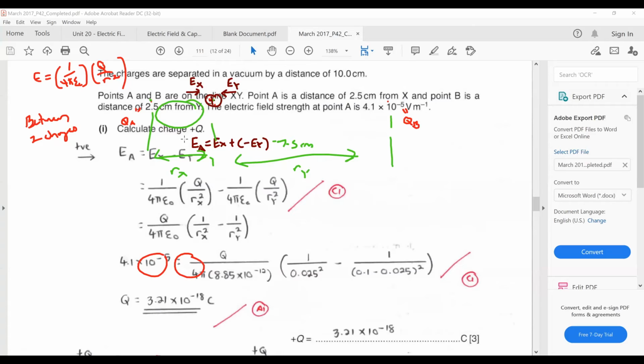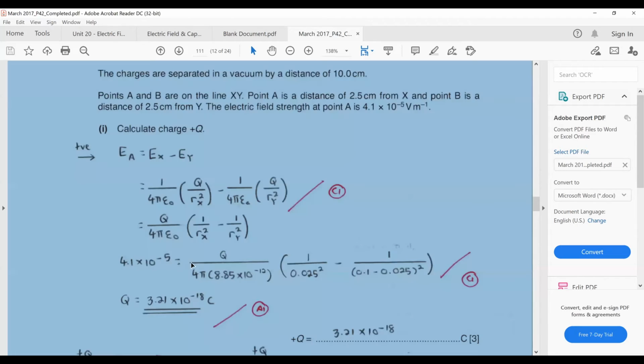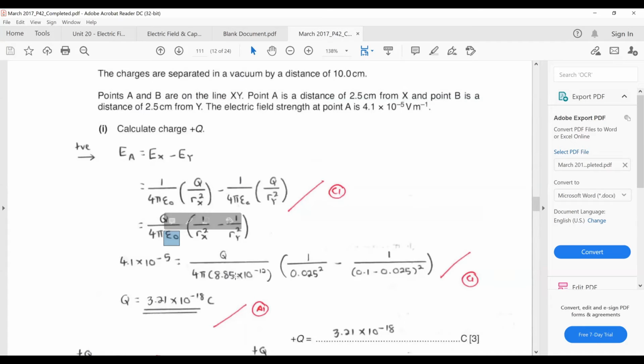Alright, so maybe I'll give you a minute to digest this. If you're okay with that, then you just look at the next page. Alright, so I'll clear this one out. Alright, so the value of the constant epsilon naught is 8.85 times 10 power minus 12.